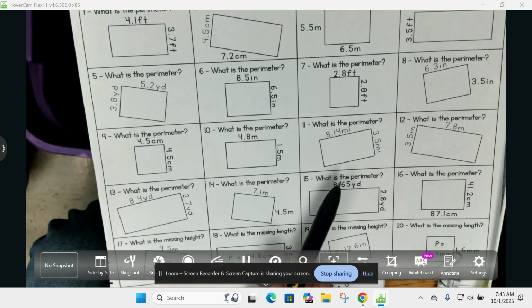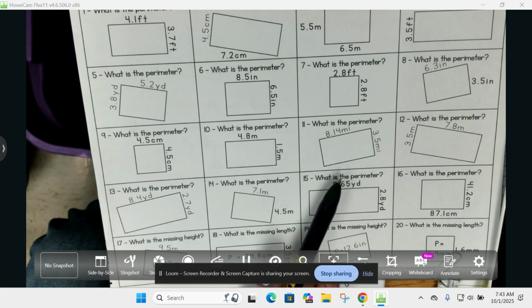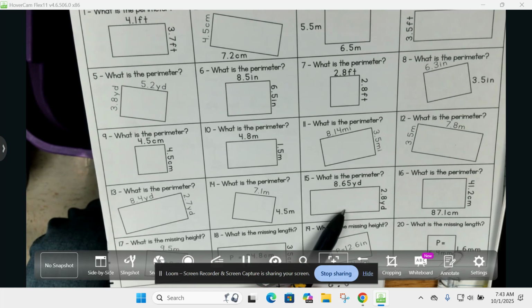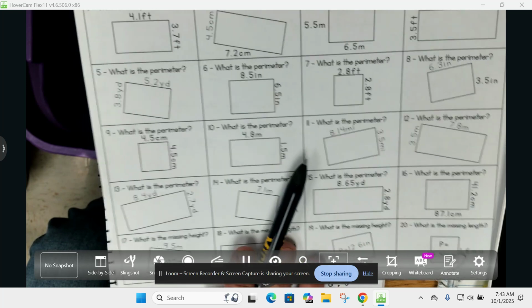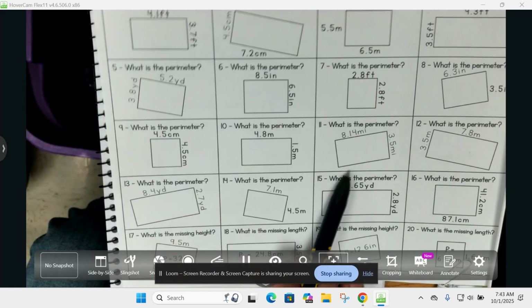So again, you're going to have to solve the perimeter by saying, oh, well, look at this one. This is 8.65. Well, what else do I know? This is 8.65. So if you know one side, you know the opposite side. Okay? So it looks like they always give you two numbers.